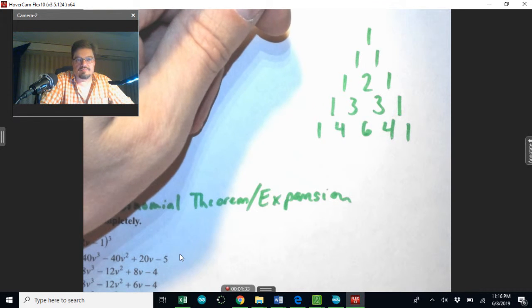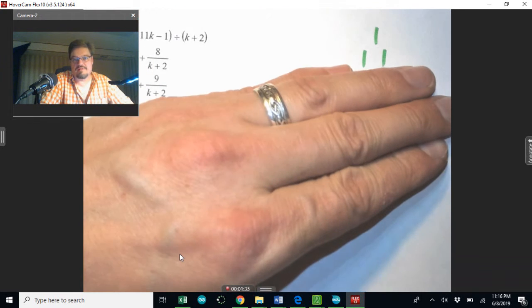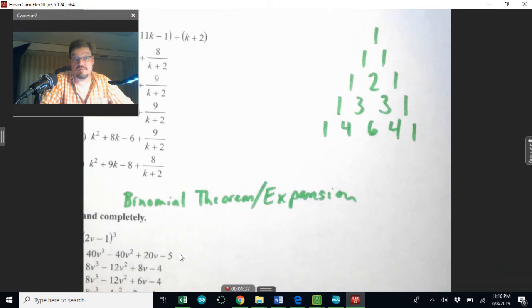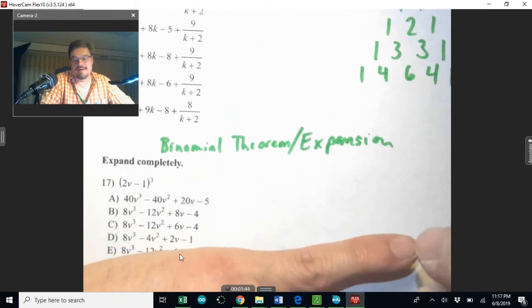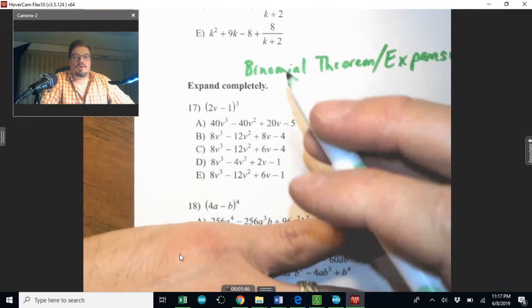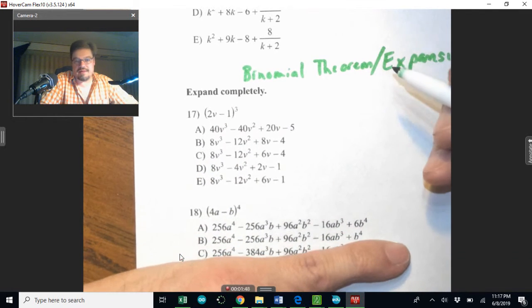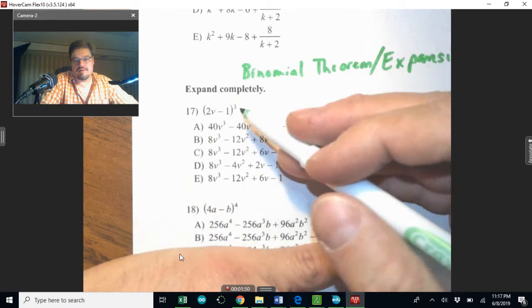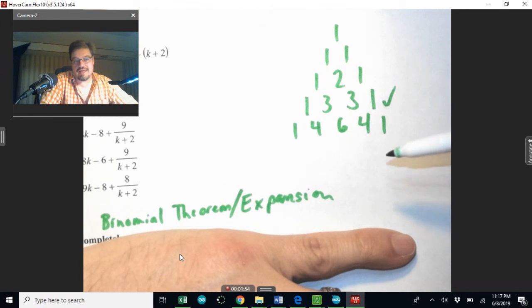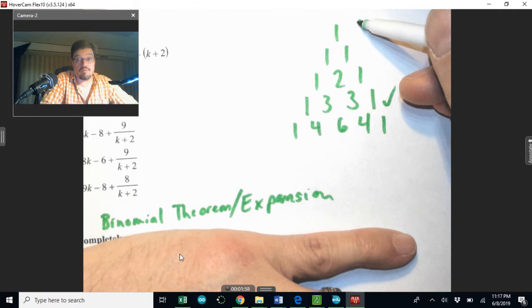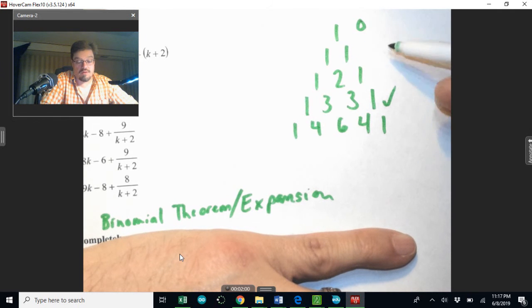So you start out with this. If you just remember that you add the 2 above to get the 1 below, you can generate the whole thing to the 10th, 11th, 20th, whatever you need. So with this one, remember that when you multiply to the third power, you want to use this row. We can call it the third row. It is the third row. This is the 0 row. So 0, 1, 2, 3, 4.